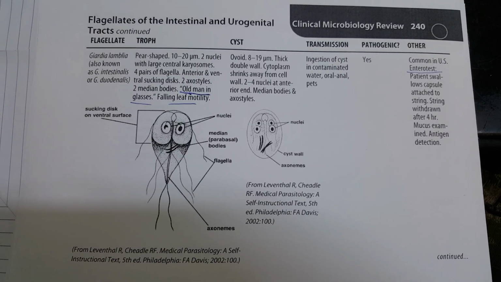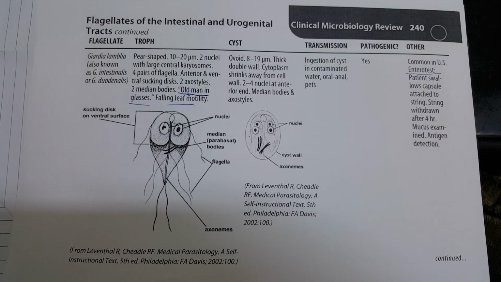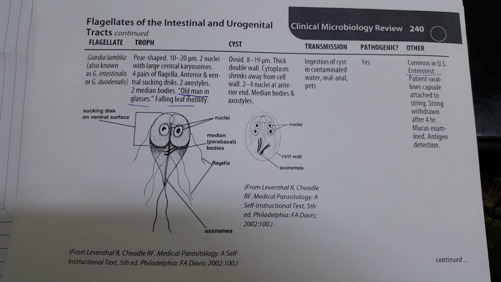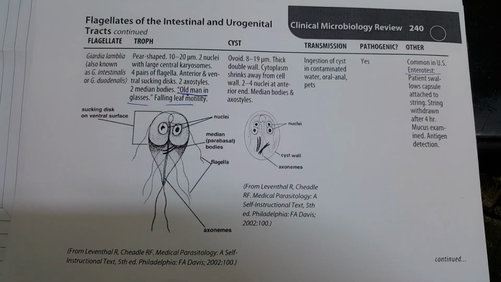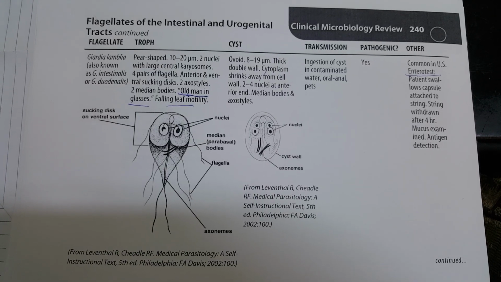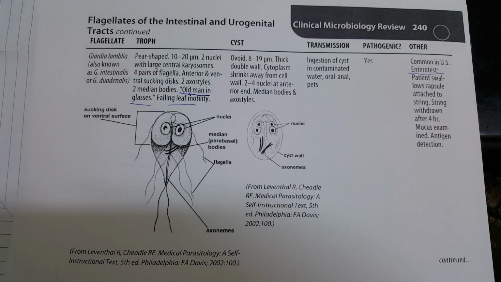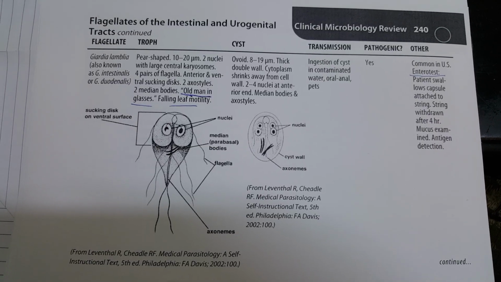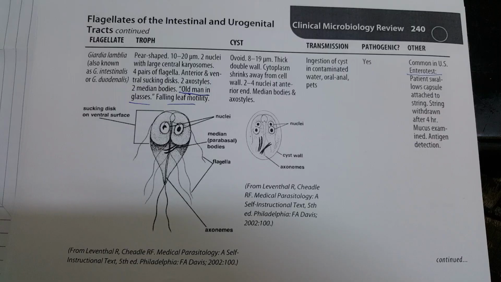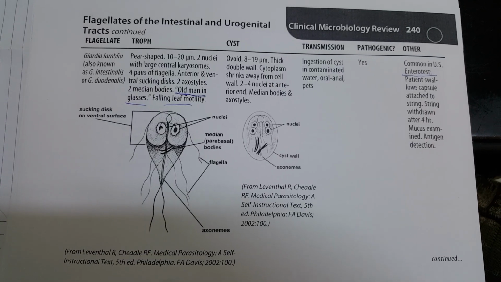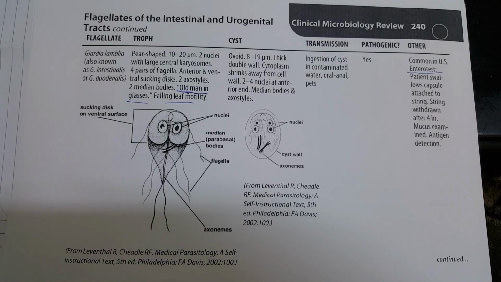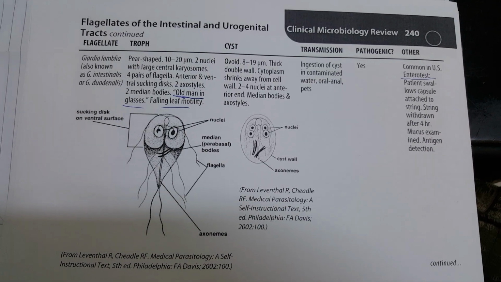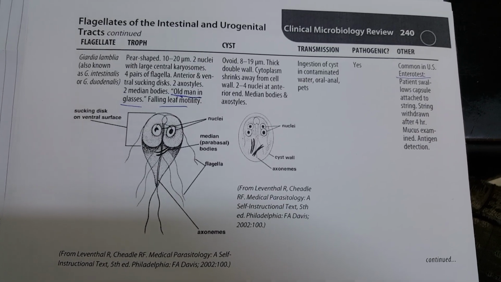It's pear-shaped, 10 to 20 micrometers, with 2 nuclei with large central karyosomes, 4 pairs of flagella, an anterior ventral sucking disc, 2 axostyles, 2 median bodies, the old man in glasses appearance, and falling leaf motility. If we see the picture of the trophozoite form, in the upper head portion is a sucking disc on the ventral surface, and it has 4 pairs of flagella surrounding the body and 2 nuclei, and in the median there is a parabasal body, and one line that crosses the body from head to tail is the axoneme.